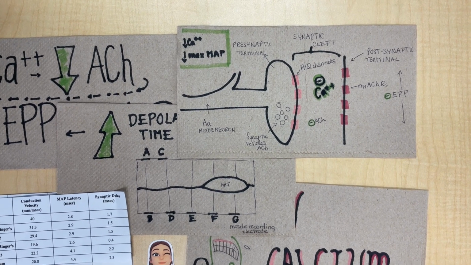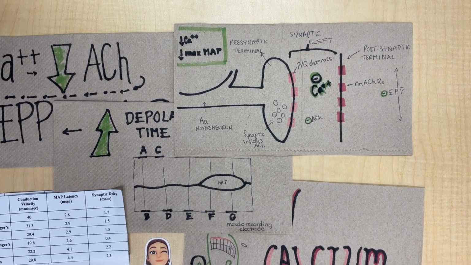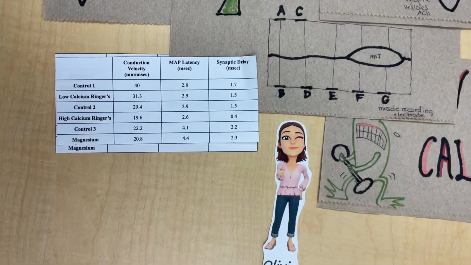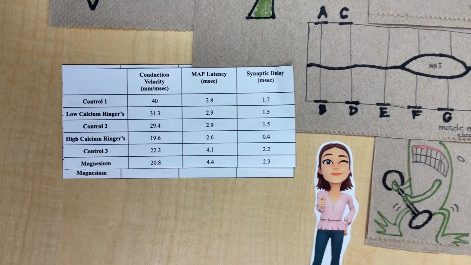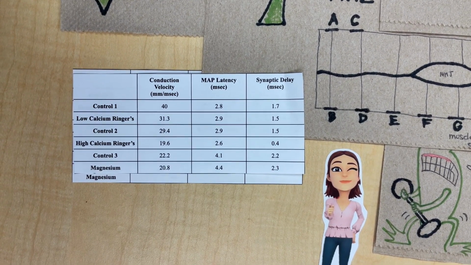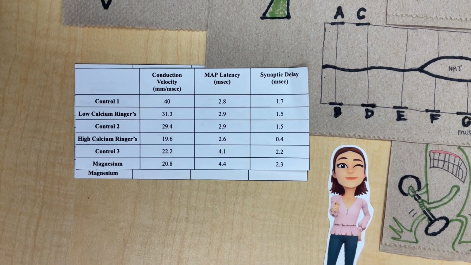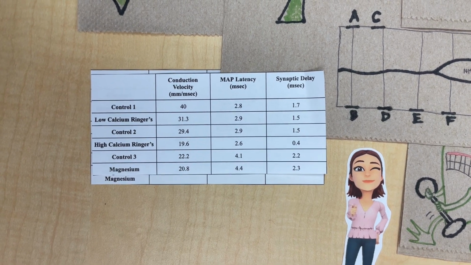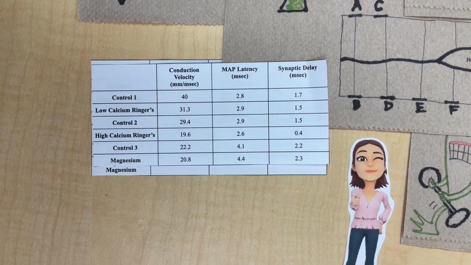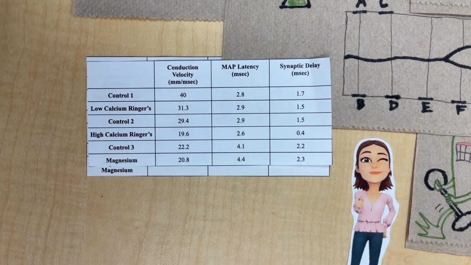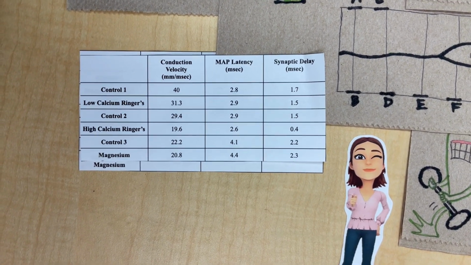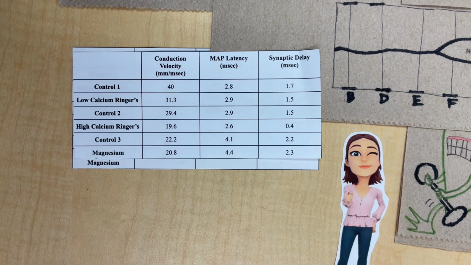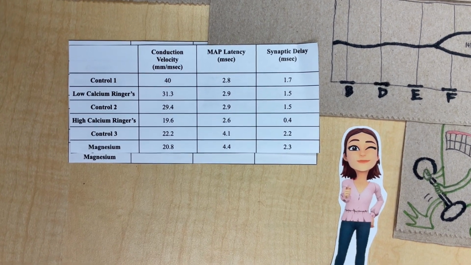The synaptic delay recorded for ringers with low calcium should be higher in our results compared to control 1, but it was 1.5 milliseconds in the low calcium ringers compared to 1.7 in the control 1. This is simply because the nerve conduction velocity decreased in comparison to the conduction velocity from control 1. It was 2.8 milliseconds in control 1 and 2.9 milliseconds in low calcium ringers. And dividing a conduction distance by a lower nerve conduction velocity yielded a higher conduction time. Then subtracting the higher conduction time from the MAP latency decreased synaptic delay.